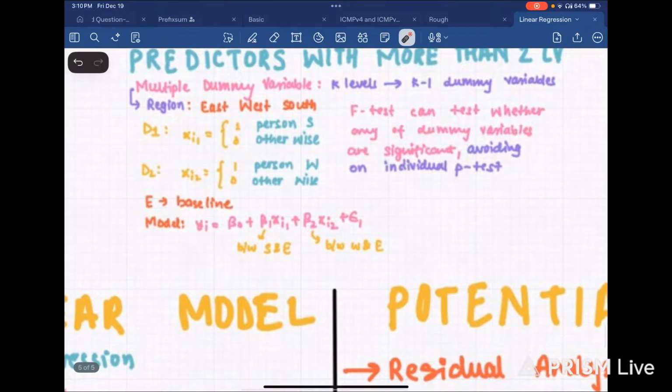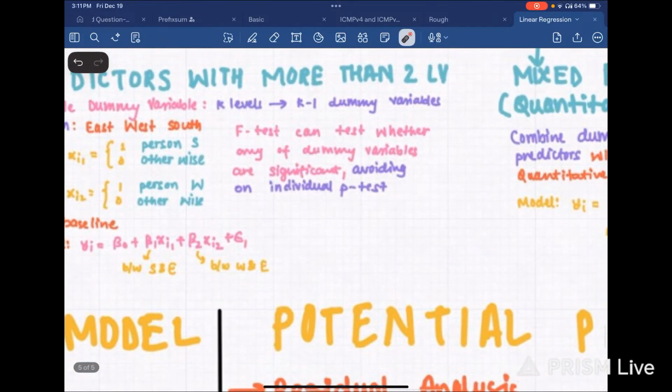So east is the baseline here. What we can say is yi equals beta naught plus beta 1 into xi1 plus beta 2 into xi2 plus epsilon i. What this means is that beta 1 is the difference between south and east, and beta 2 is the difference between west and east. So there are two kinds of relations we have here.